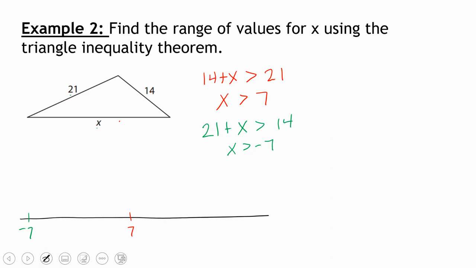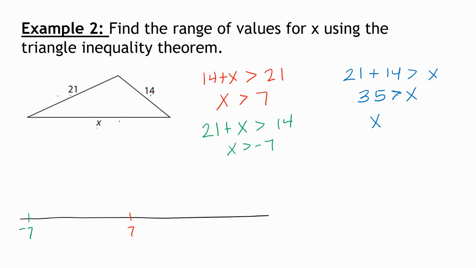Okay, for the last piece, I know that if I add the last two together, 21 plus 14, that should be greater than my last side, which is x. So 21 plus 14 is going to give me 35. I always like to write my x first with inequalities, so I'm going to switch them.